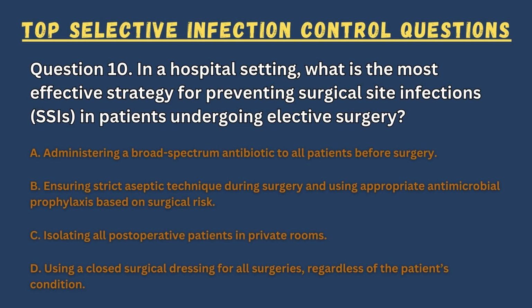Question 10. In a hospital setting, what is the most effective strategy for preventing surgical site infections, SSIs, in patients undergoing elective surgery? A. Administering a broad-spectrum antibiotic to all patients before surgery. B. Ensuring strict aseptic technique during surgery and using appropriate antimicrobial prophylaxis based on surgical risk. C. Isolating all postoperative patients in private rooms. D. Using a closed surgical dressing for all surgeries, regardless of the patient's condition.